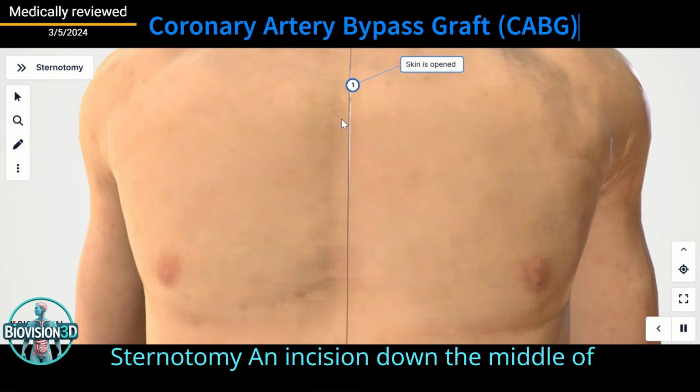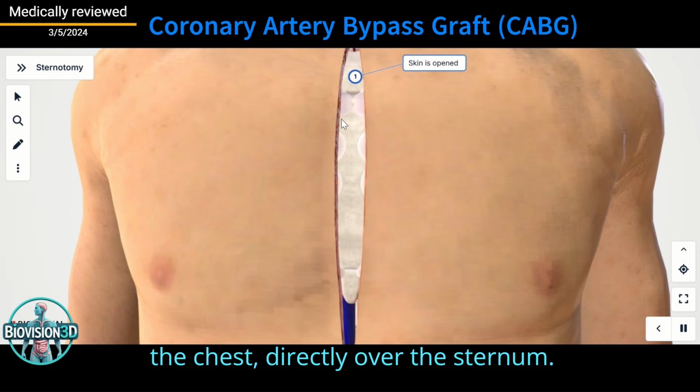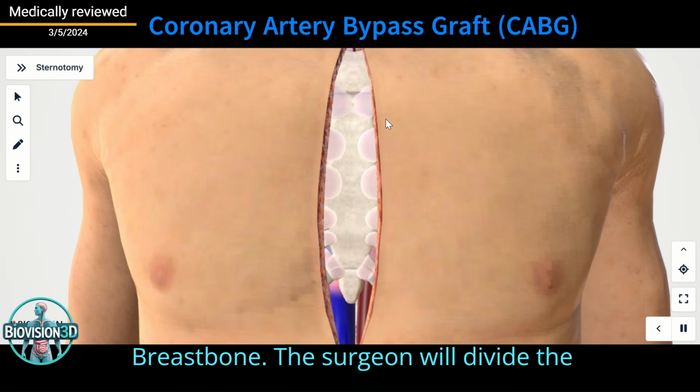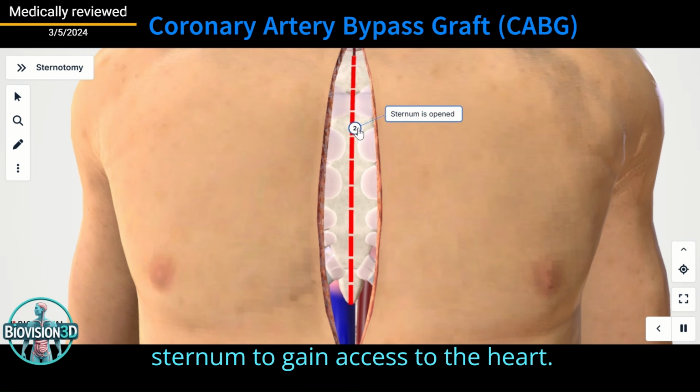Sternotomy, an incision down the middle of the chest directly over the sternum, breastbone. The surgeon will divide the sternum to gain access to the heart.